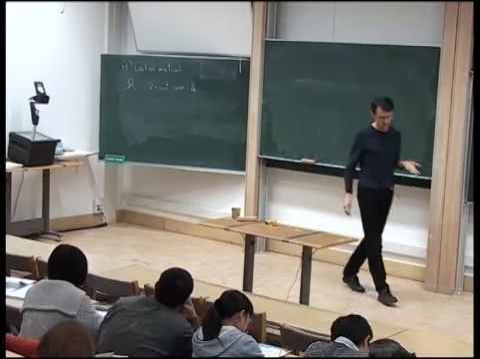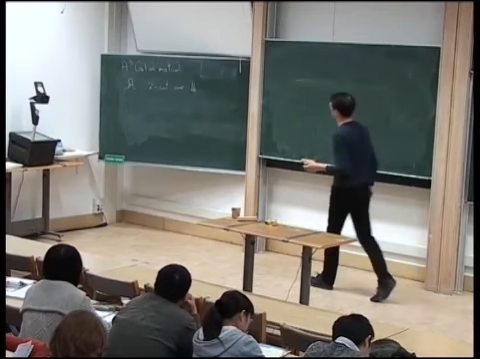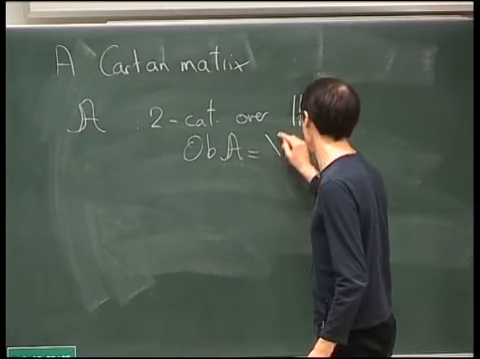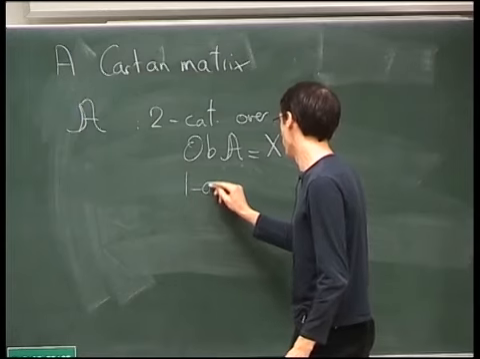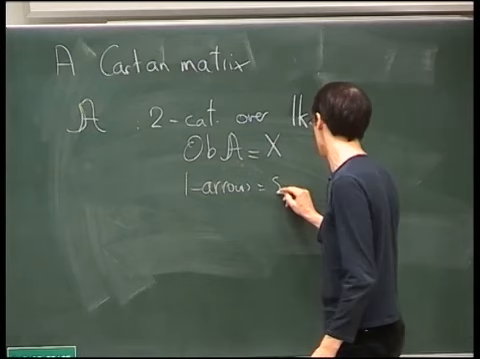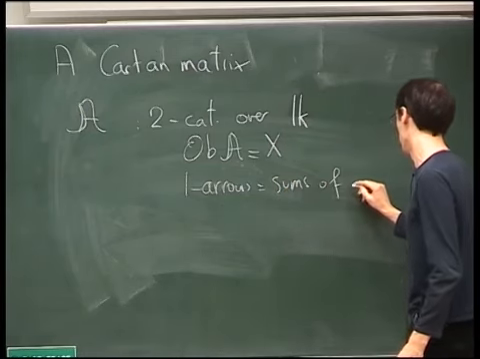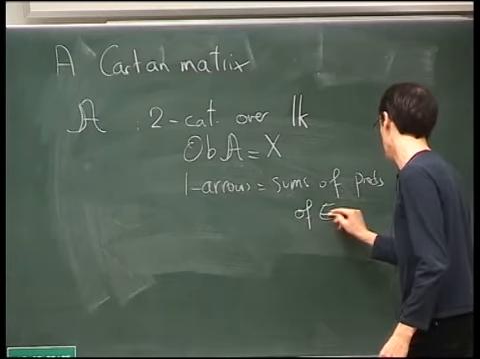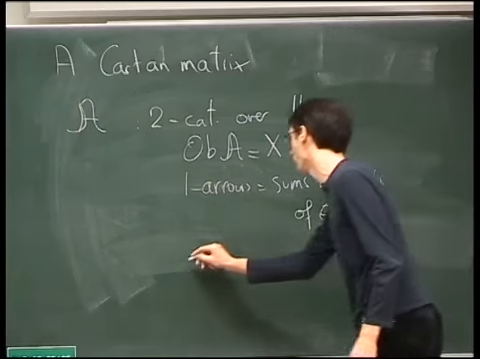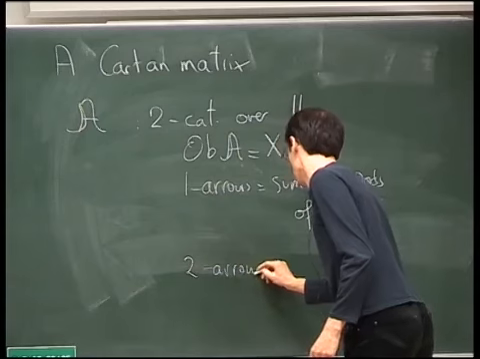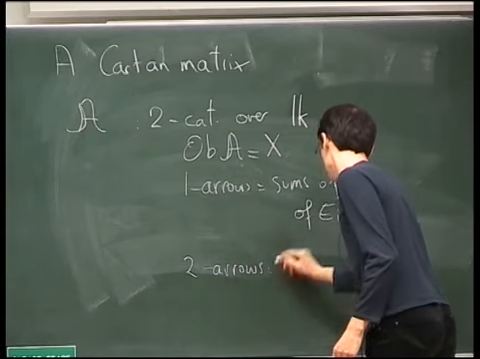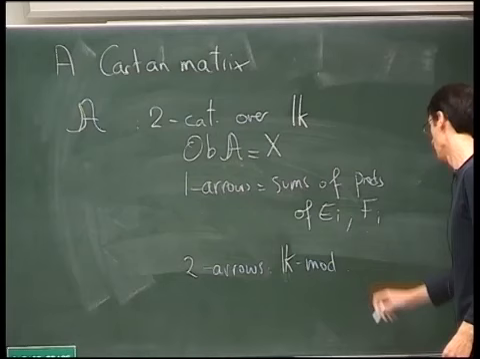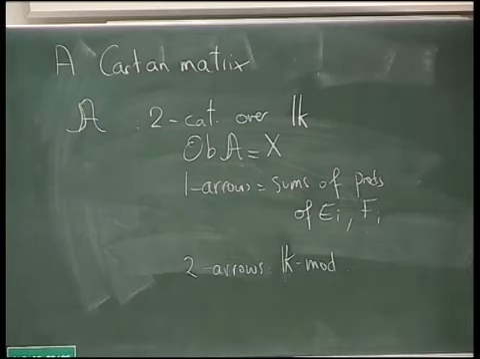So it's linear in the sense that it has objects, which are weights. Maybe we call that objects of A, just weights, and one arrows are sums of products of EIs, FIs, and the two arrows are more complicated, but they form K modules. And they are made of various things.